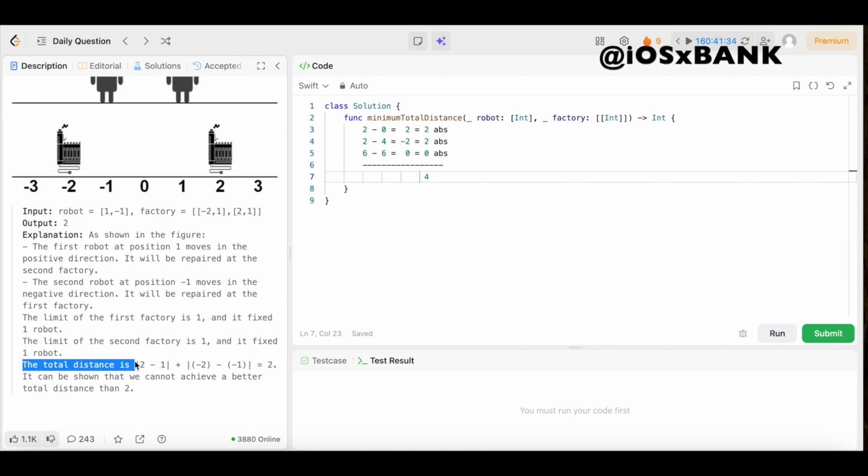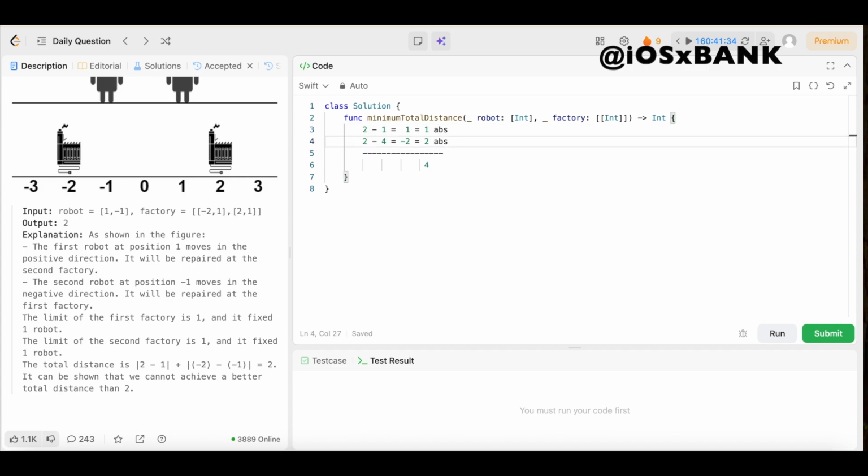Then it says the total distance is 2 minus 1, that's going to equal 1, absolute value. We get rid of this because it's only 2 robots. Then the second robot went from negative 2 to negative 1, which is going to give us 1, absolute. Let's clean this up. And that's how we got the output of 2.